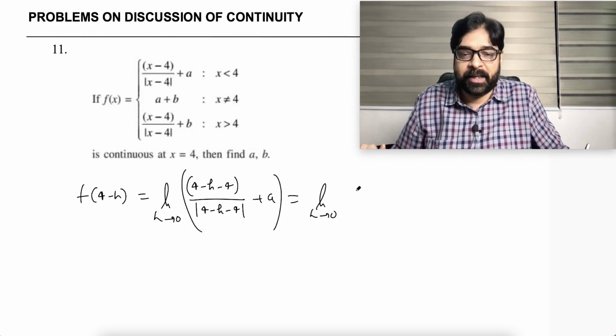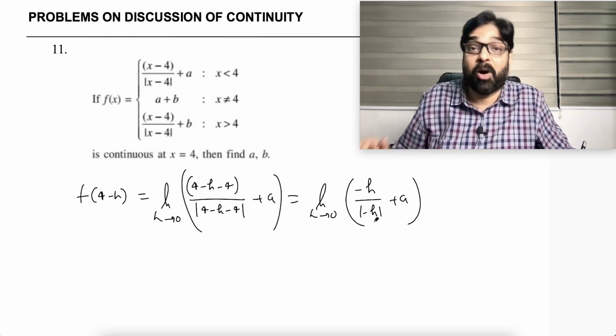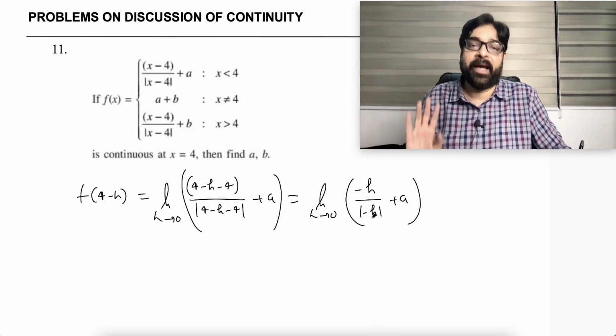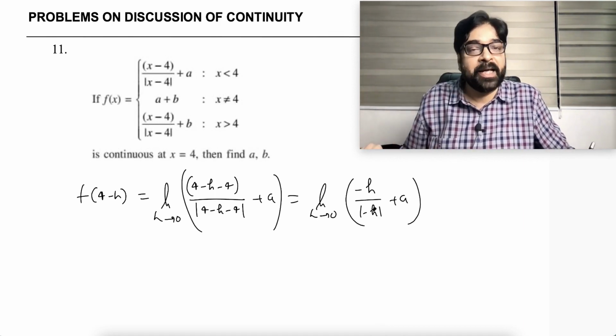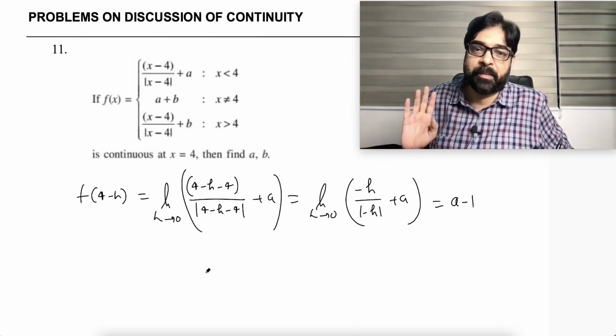This will become what? Minus h divided by mod of minus h, plus a. Remember, h is a very small positive number. The mod of minus h will always be h only. So h by h cancels, and minus 1 will be left. So this value will become a minus 1. I am sure it's clear to everybody.